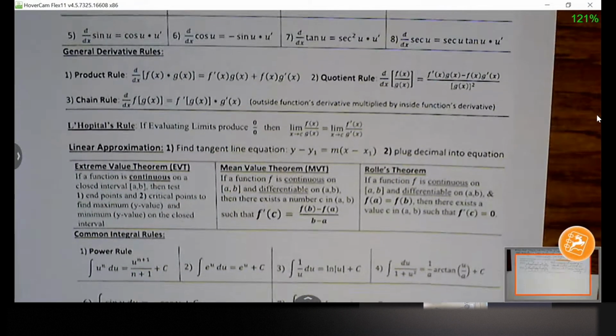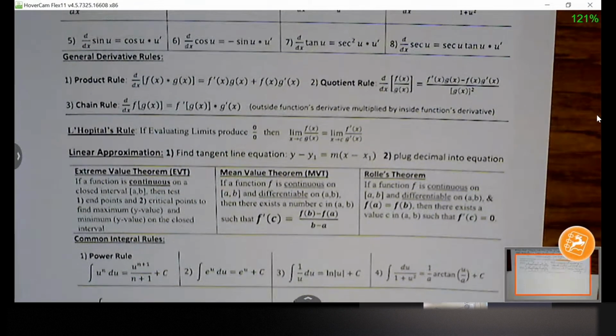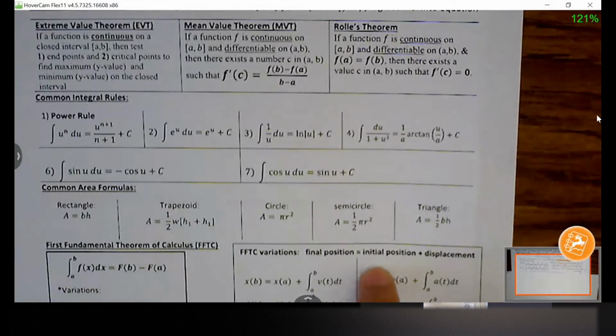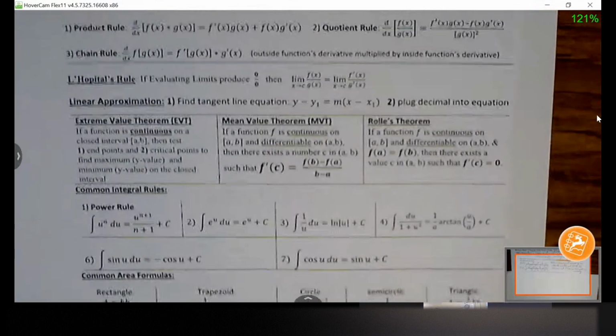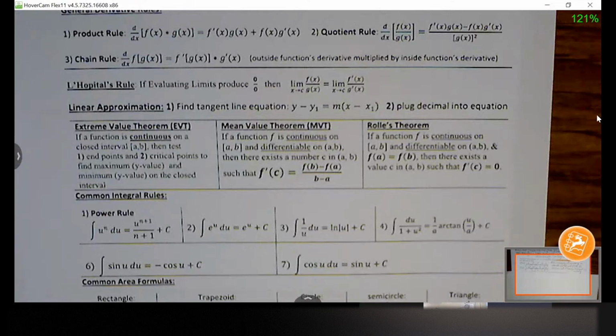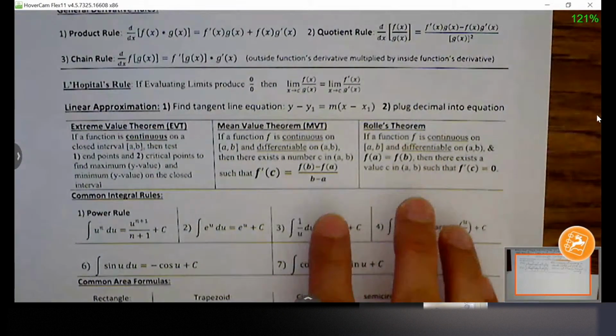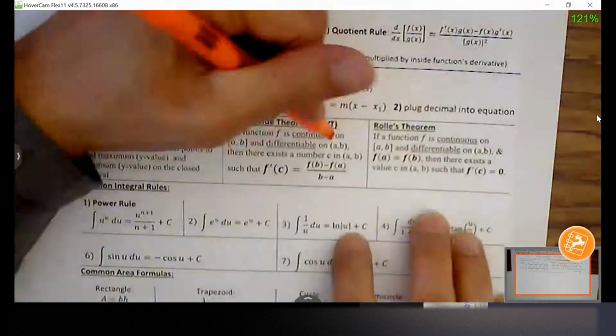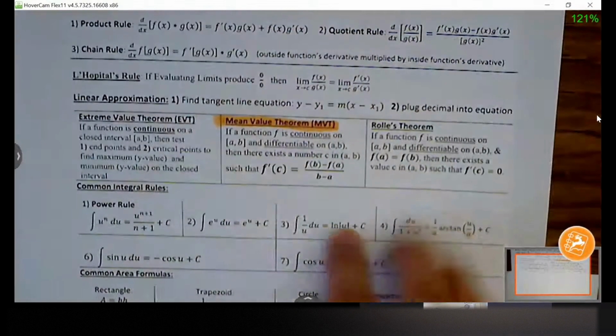Okay, it's one of the theorems. We could do final position, initial position, or... no, not quite. We're trying to guarantee a slope here. Average value theorem? Say it again? Average value theorem? Not average value theorem. It's going to be mean value theorem.